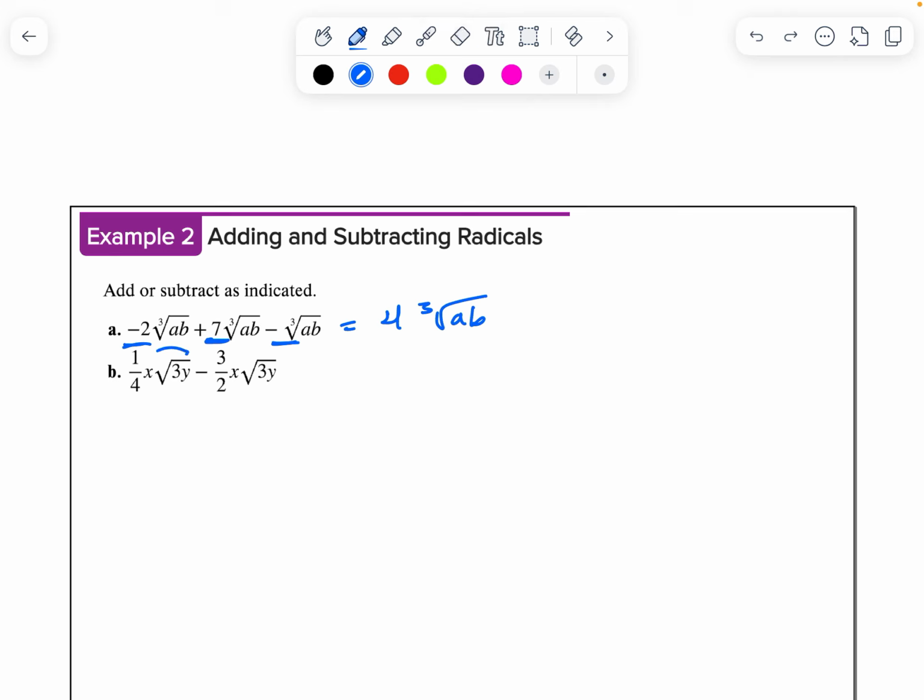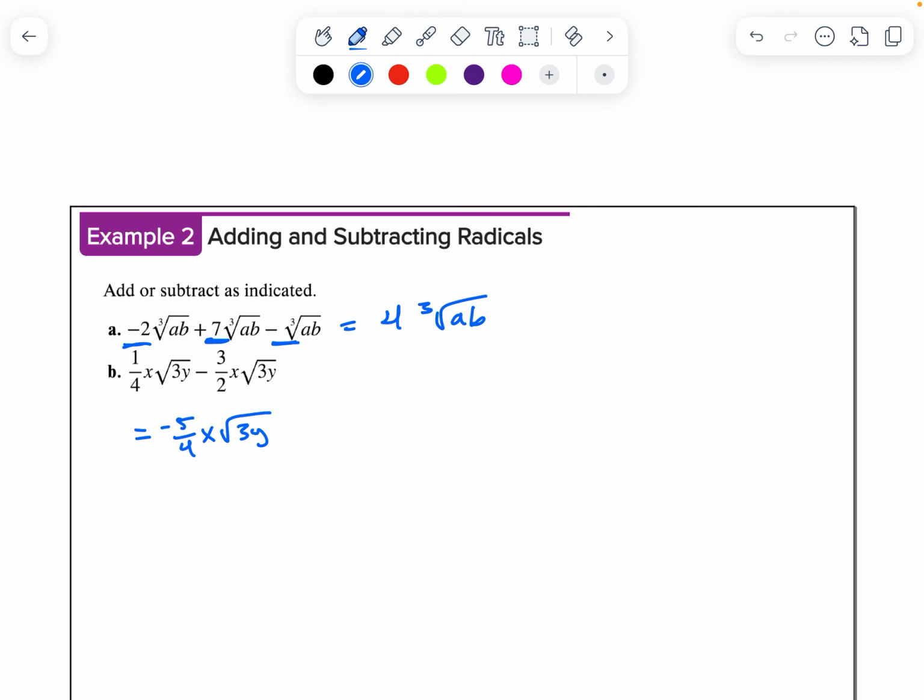The same thing here, I have x cube root 3y, x cube root 3y. These are like terms because they have the same items. They both have an x, they both have a cube root of 3y. So we can combine them. 1/4 minus 3 halves. You can use your calculator here. 1/4 minus 3 halves, and we get negative 5 over 4. Negative 5 over 4 of the same type of thing, x cube root 3y.